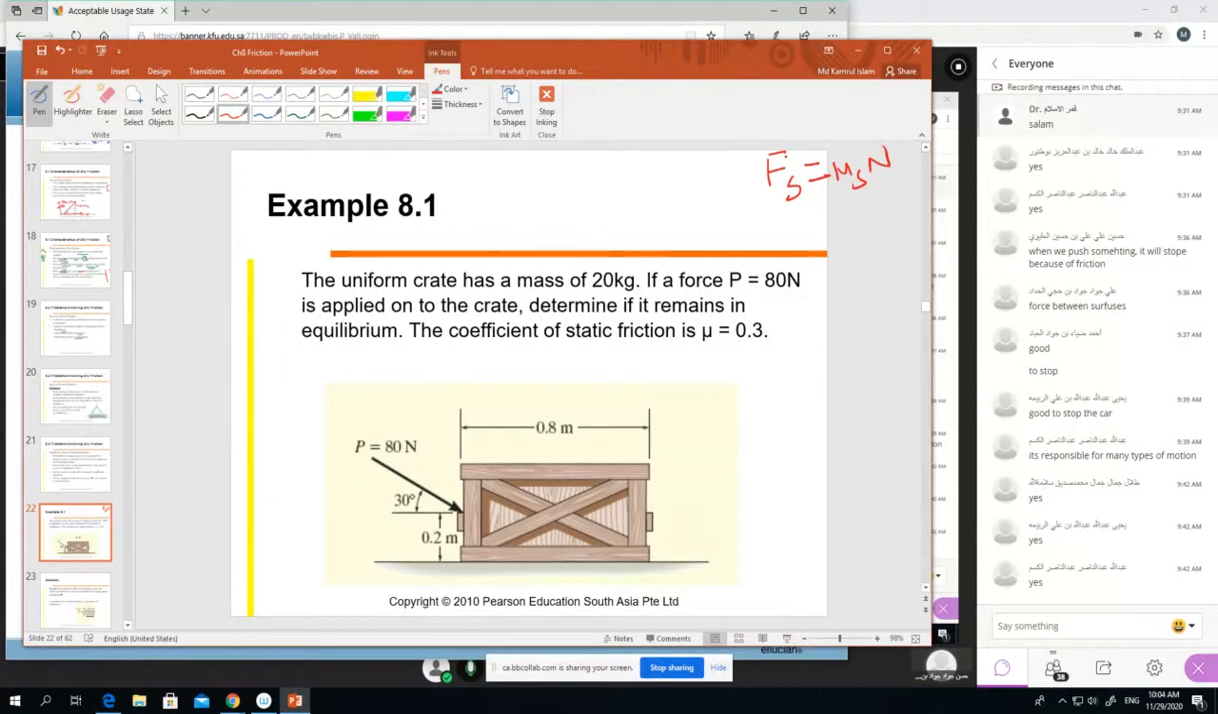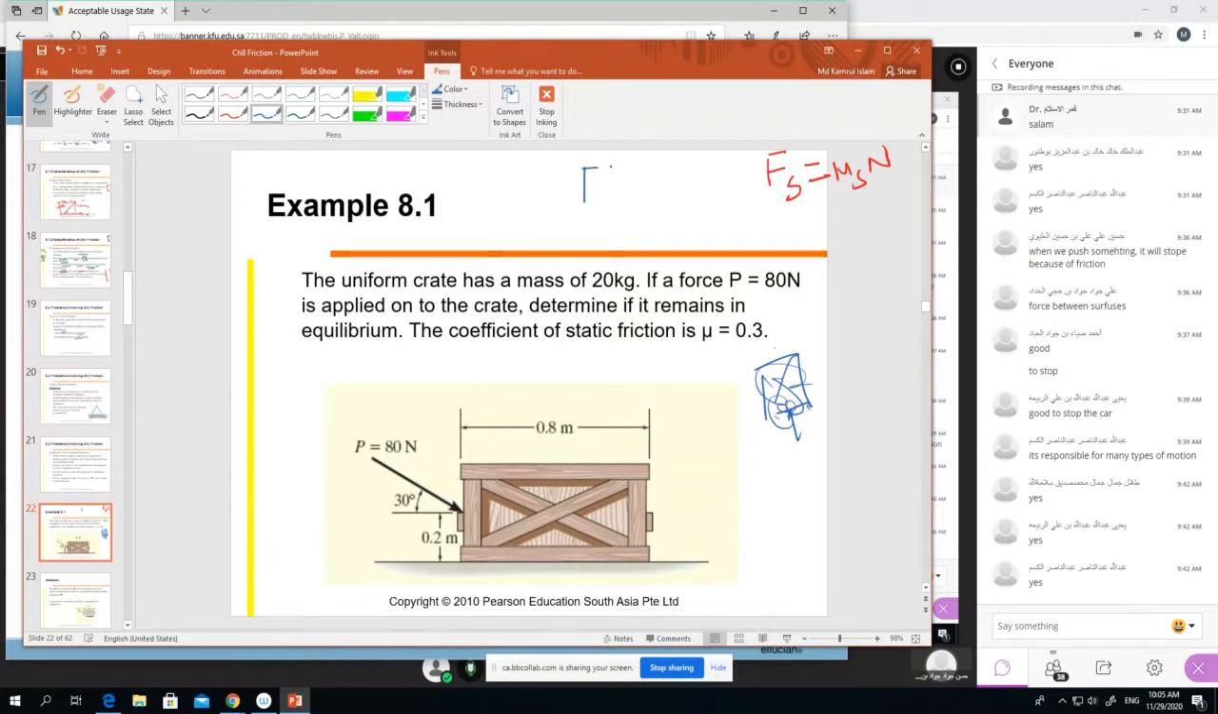Everything else is the same as before. Whatever we learned, the new thing is that frictional force is equal to the coefficient of friction into N. Fs equals mu s into N, where N is the normal force. That's the only new thing we have to learn. Another thing I told you is that if a block is there, the normal force will be working.